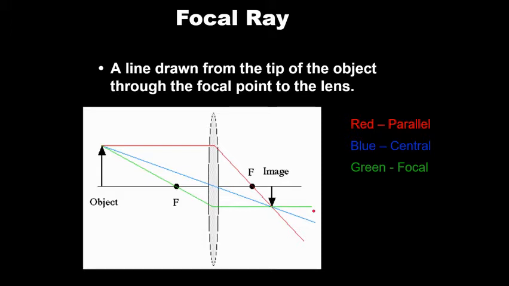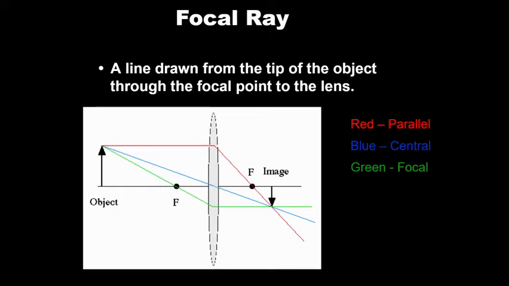So it really is kind of the inverse of the parallel ray. The parallel ray first starts off parallel and then converges through the focal point. The focal ray begins at the tip of the object, passes through the focal point, and after it's refracted on the convex lens, it continues parallel to the principal axis.